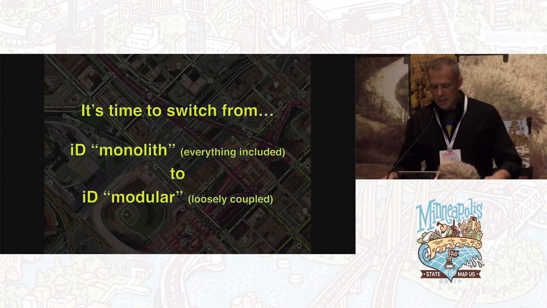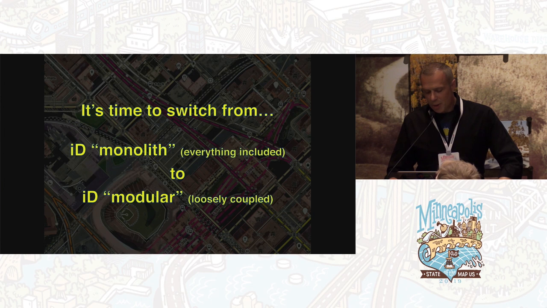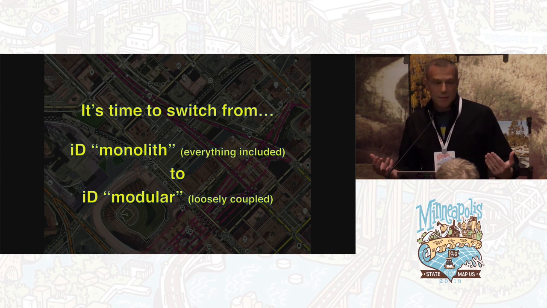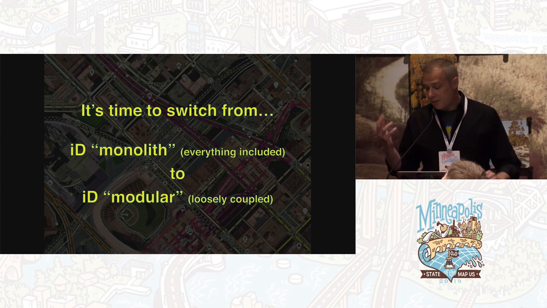So looking at all this, I think it's past time to rethink iD's architecture. We have what we would call a monolith, which is a fancy way of saying everything is included. And we want to switch to a more modular system, where we develop a bunch of loosely coupled reusable components, and developers can pick and choose what they need for whatever they're building. So a monolith gets you a great OSM editor, but modules open up the door for people to build new innovative tools and experiments. More editors, validators, visualizers, import tools, and whatever else people can think of.